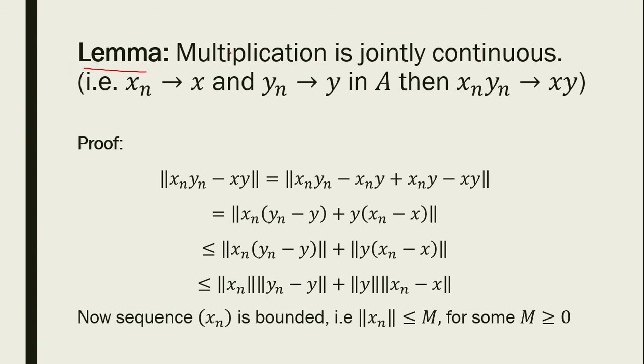Lemma. Multiplication is jointly continuous. That means if xn tends to x and yn tends to y in Banach algebra A, then xn yn tends to xy. Proof. Let me take norm xn yn minus xy, which is equal to, we add xn y minus xn y.